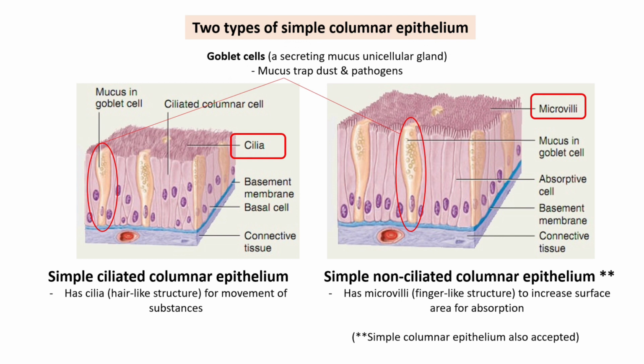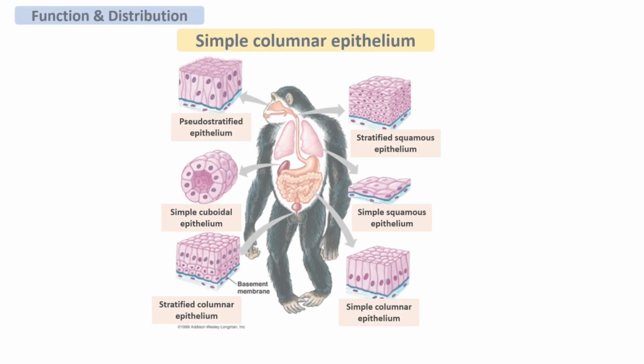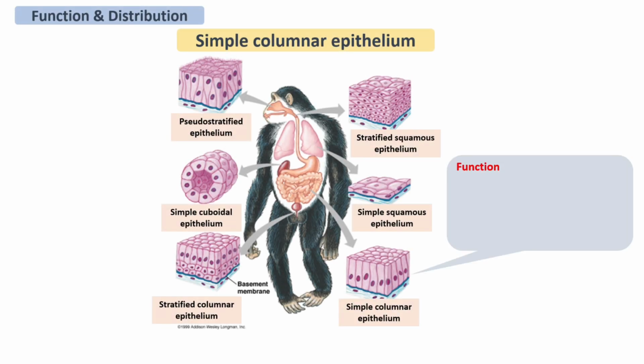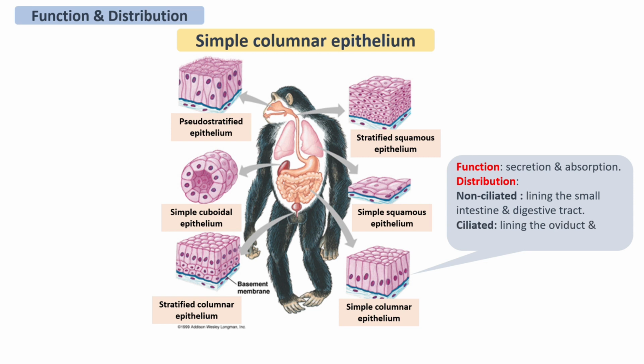Simple columnar usually has goblet cells. It is a mucus-secreting unicellular gland. The mucus traps dust and pathogens. Simple columnar epithelium function in secretion and absorption. Non-ciliated tissue is found in the lining of the small intestine and digestive tract. While ciliated tissue is found in the lining of the oviduct and trachea.